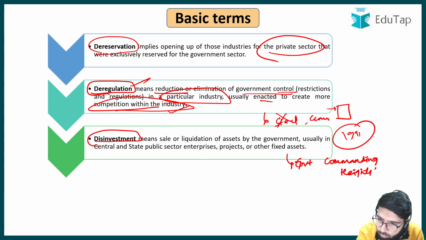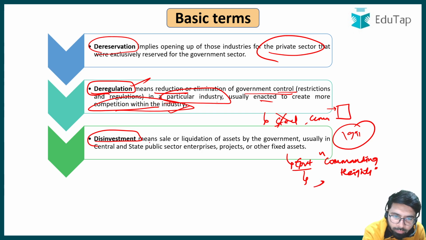Government had control of the commanding heights within the economy. That is, all the sectors were completely controlled by the government. Now the government realized that this is not the efficient way to run the economy, so it started allowing the private sector, and disinvestment was the method followed. So what do we mean by disinvestment?